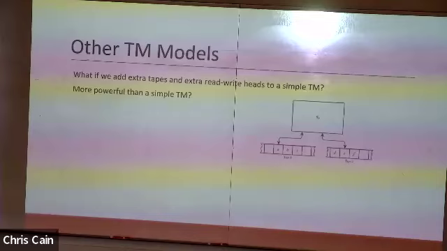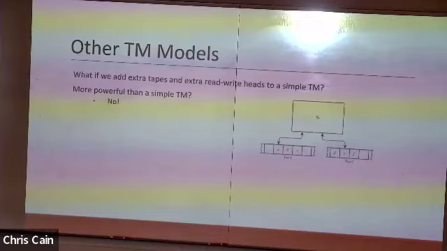Intuitively, you said yes, this is more powerful than a simple Turing machine. Who intuitively says no, this is not more powerful? Who has no idea? I love it, the majority does have it here. The answer is no. You can represent the same class of languages with multiple read-write heads and multiple tracks. It's exactly the same class of languages.